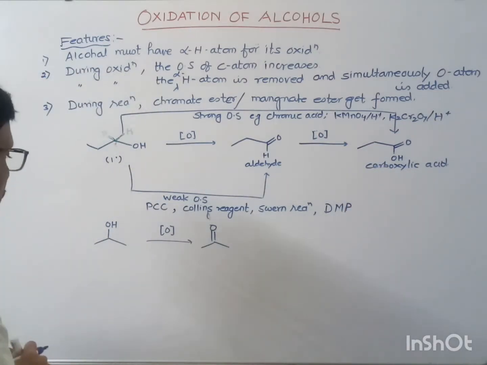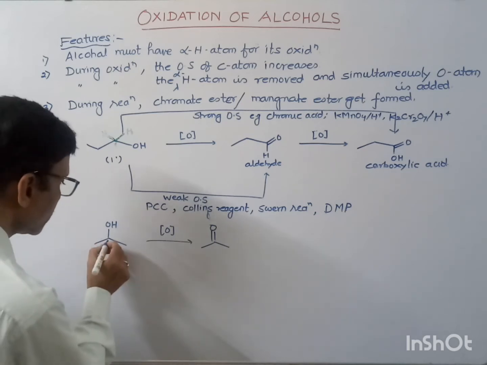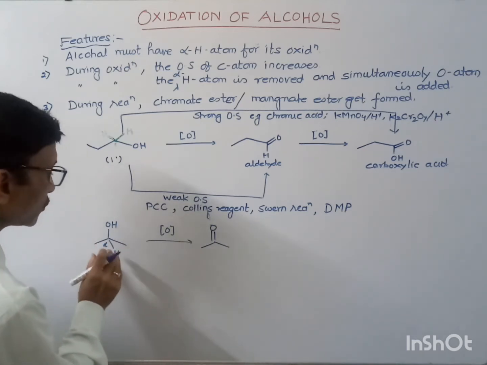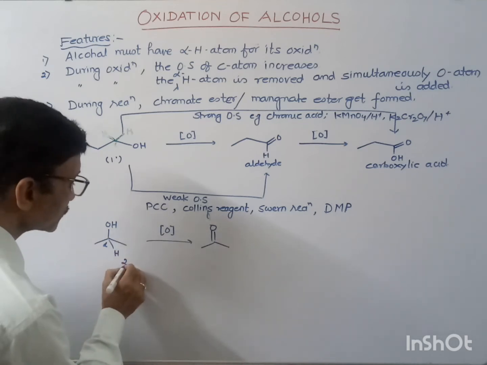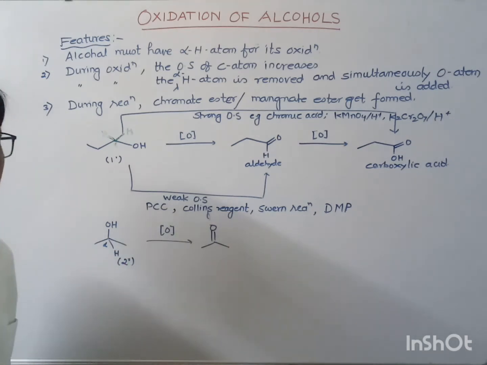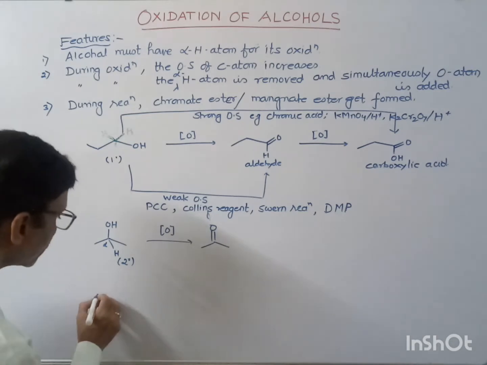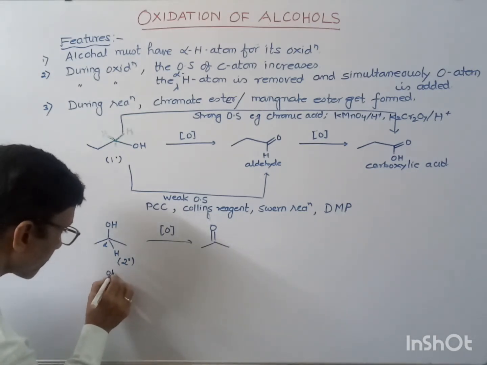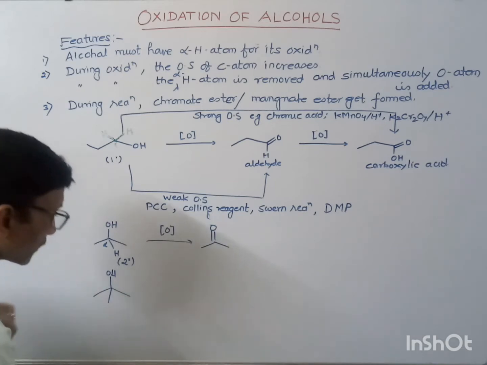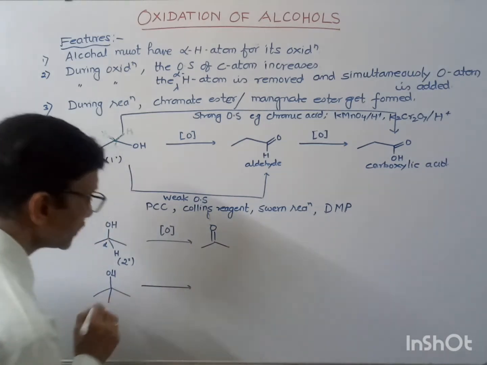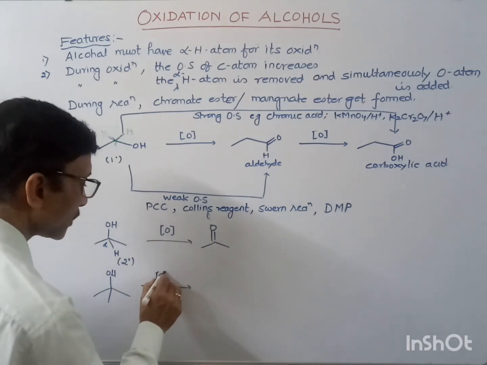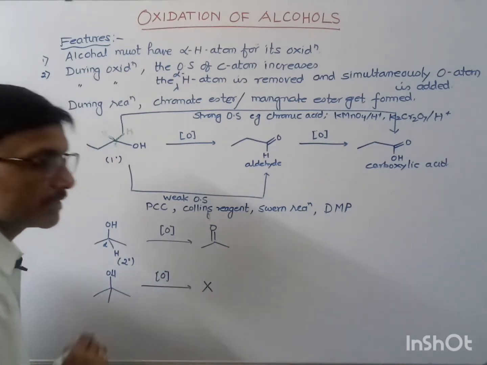Now here only one alpha hydrogen atom is present, so the secondary alcohol gives the ketone. Whereas if we have a tertiary alcohol, since it does not have any alpha hydrogen atom, it will not undergo oxidation.